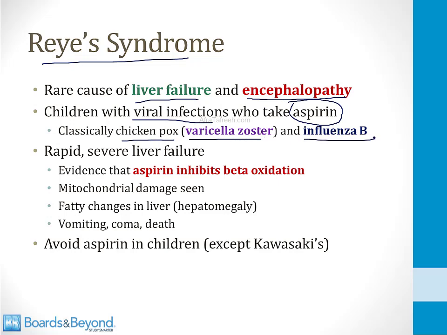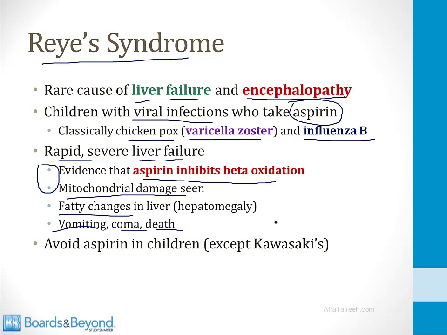And children who took aspirin for one of these viral infections sometimes went on to develop rapid severe liver failure. The reason is believed to be because there's some evidence that aspirin can inhibit beta oxidation, and this can damage the mitochondria. One of the reasons this is the suspected mechanism is because fatty changes are seen in the liver of children who have Reye's syndrome. Eventually they progress to develop vomiting, coma, and death.